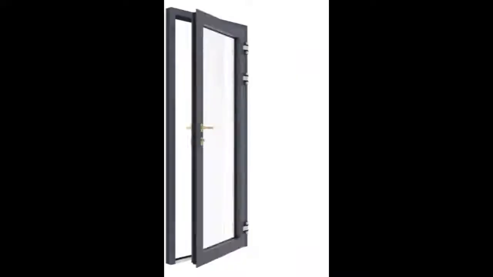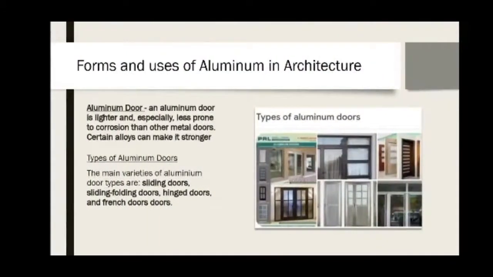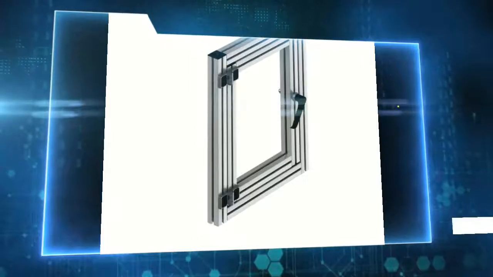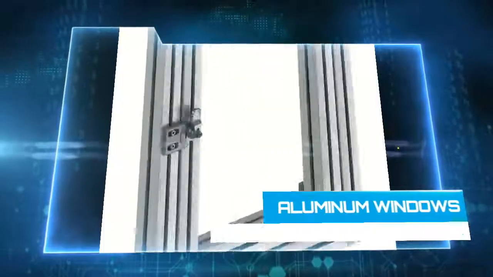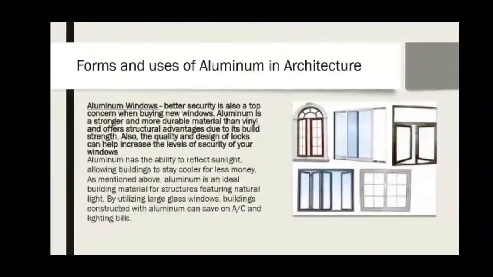Aluminum door. A door made of aluminum is lighter and especially less prone to corrosion than other metal doors. Certain alloys can make it stronger. Aluminum windows. Better security is also a top concern when buying new windows. Aluminum is a stronger and more durable material than vinyl and offers structural advantages due to its build strength. Also, the quality and design of locks can help increase the levels of security of your windows.